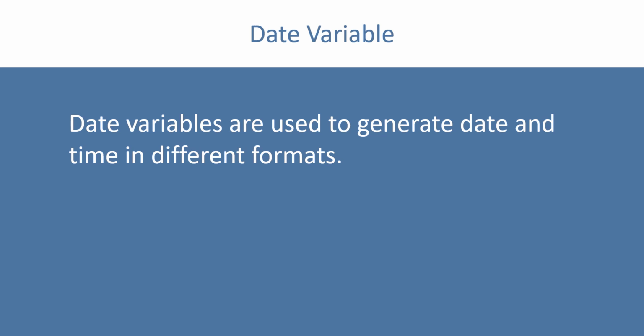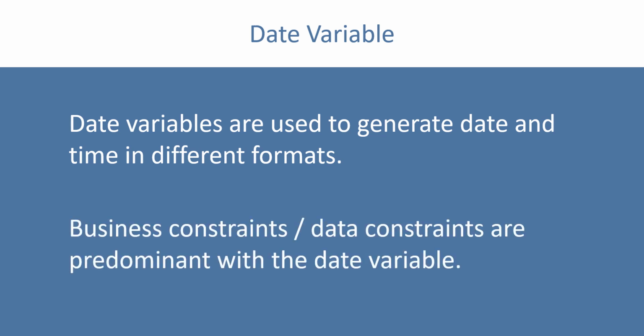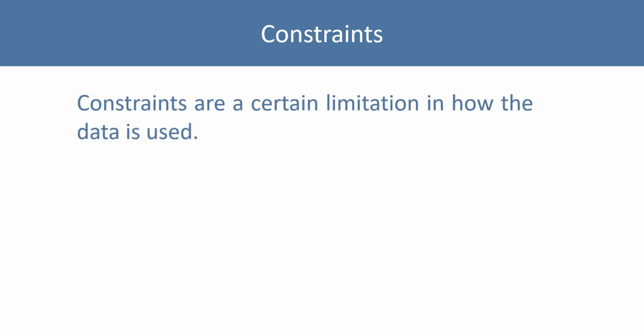Date variables are used to generate date and time in different formats. Business constraints or data constraints are predominant with the date variables. So what are these constraints? Constraints are a certain limitation in how the data is used.